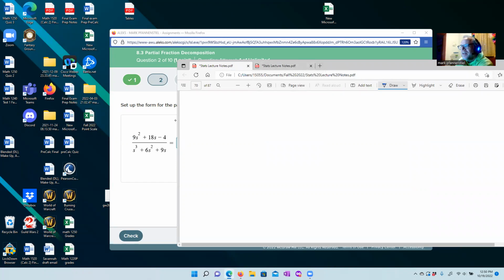So we have 9s squared plus 18s minus 4. I know my handwriting is the worst.